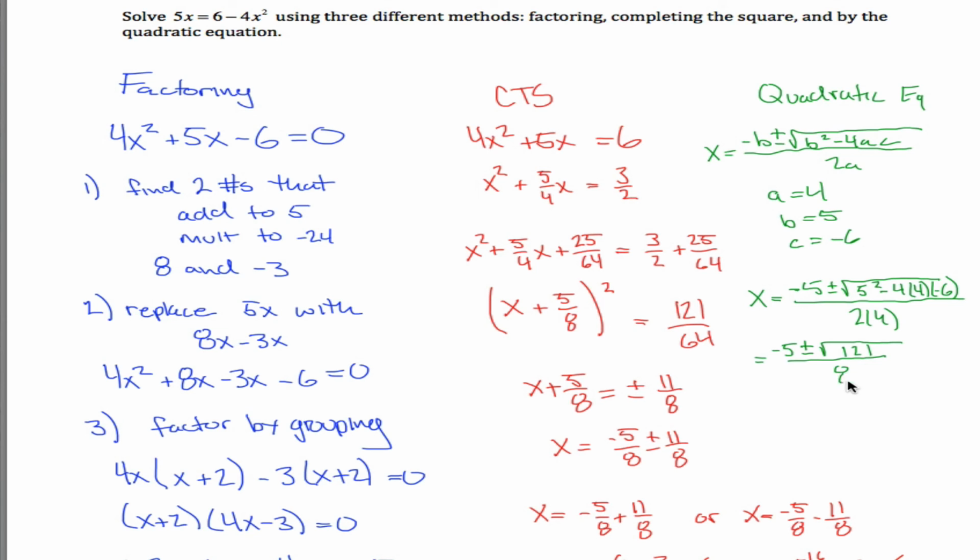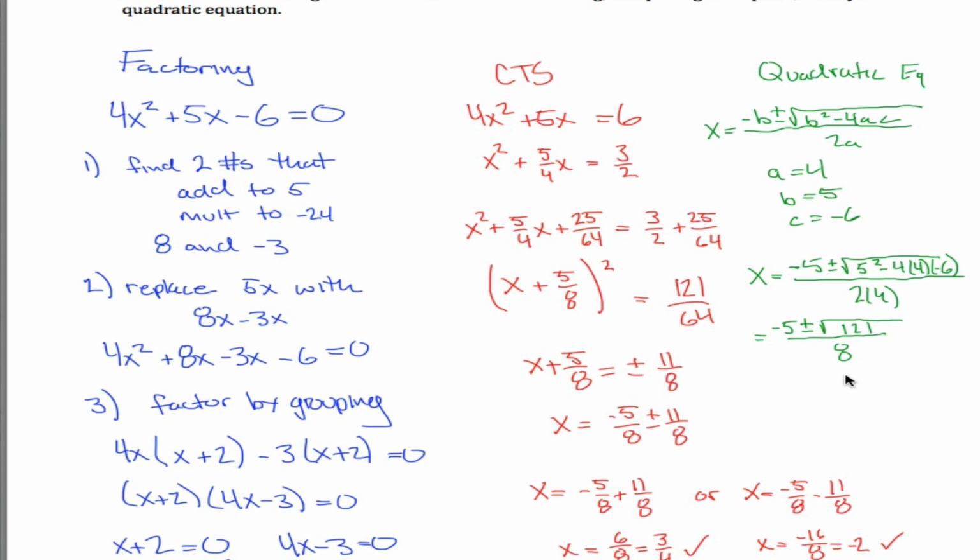Negative 5 plus or minus the square root of 121, over 8, is what x is equal to. But because the square root of 121 is just 11, I get negative 5 plus or minus 11 over 8. And as I solve down here, you solve this. Negative 5 plus 11 is 6. 6 divided by 8 is 3/4. Negative 5 minus 11 is negative 16. Negative 16 divided by 8 is negative 2.